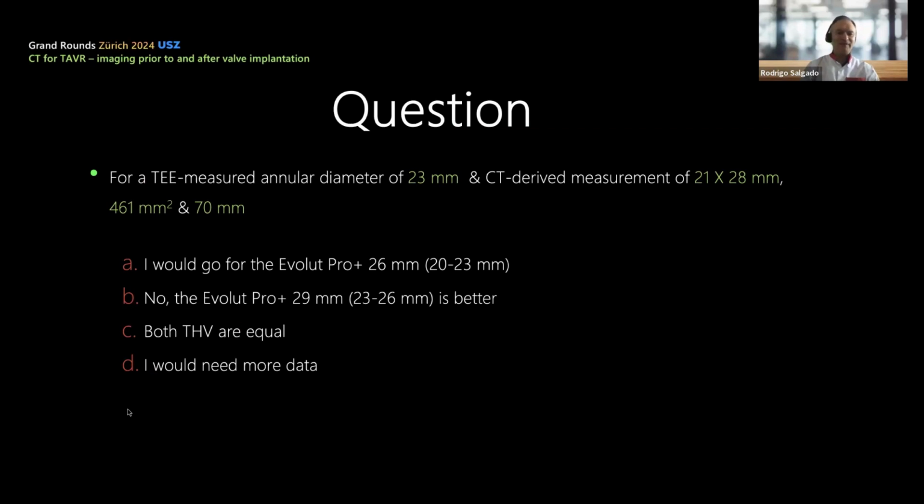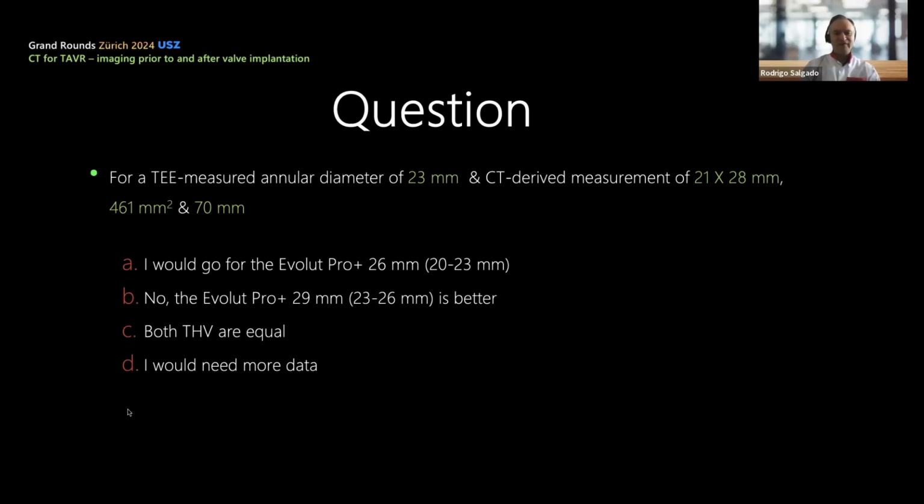We have a patient with an echocardiography measured annular diameter of 23, and you see here the CT-derived measurements also in green. So based on the CT measurements, you would either go for the Evolut Pro 26 millimeters, which has a range of 20 to 23 millimeters for the annulus, or you would go for the Evolut Pro Plus with 29 millimeters with a different range, or you'll say it does not matter because both valves apply to the same annular diameter, or you say I need more data.